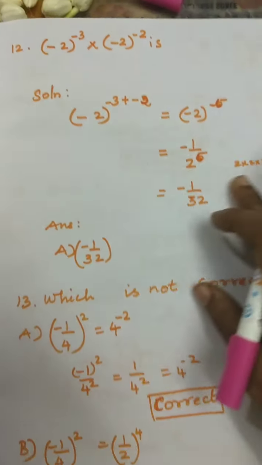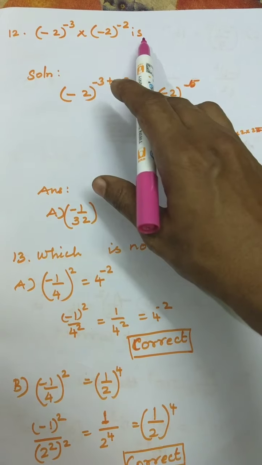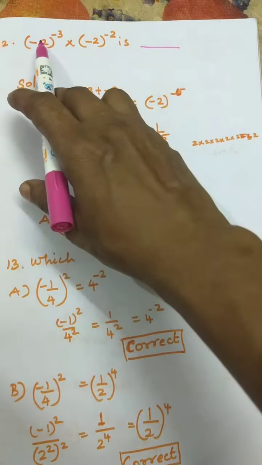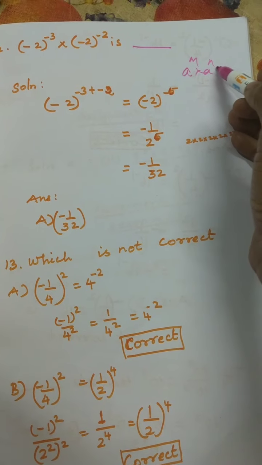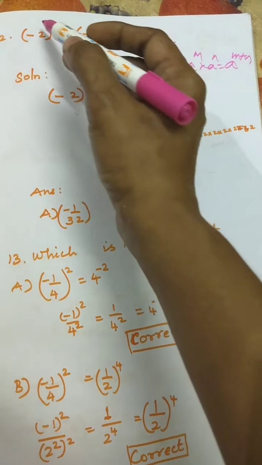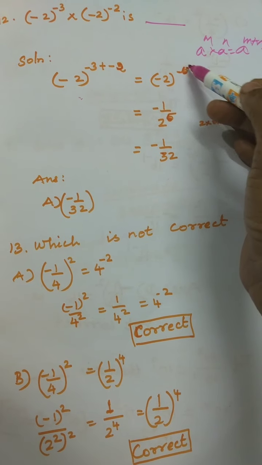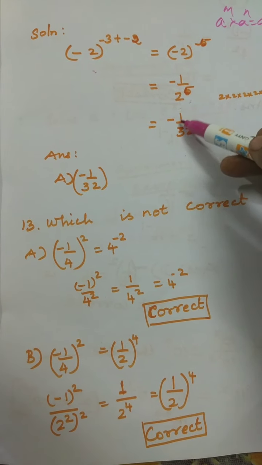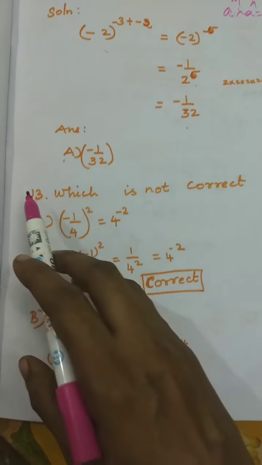Then we shall move to the 12th sum. Minus 2 the whole power minus 3 into minus 2 the whole power minus 2 is dash. We have to find it. Both the bases are same, minus 2. You can use the formula a power m into a power n is equal to a power m plus n. So keep minus 2 one time and add these powers. Minus 3 plus minus 2 is minus 5. Then now you bring the negative sign to the positive sign. So 1 by 2 power 5. That is minus 1 by 32. A is the answer. Minus 1 by 32.